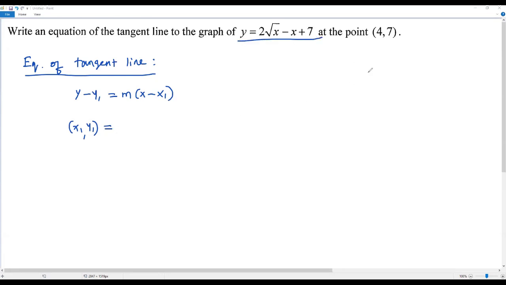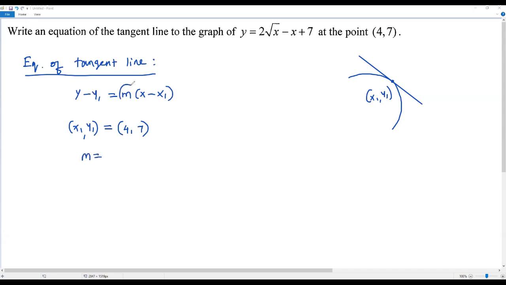For example, let's consider this is a graph of the given function. I draw a tangent line. A tangent line means a line that touches the graph of the given function. So let's say the tangent touches at a point. That means the point of tangency is (x1, y1). So we need the point (x1, y1). It is given in the question itself, that is (4, 7), because they are asking us to find the equation of the tangent line to the graph of this function at (4, 7). So we can plug in 4 and 7 for x1 and y1.